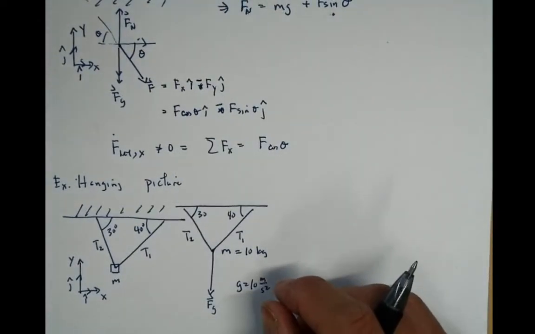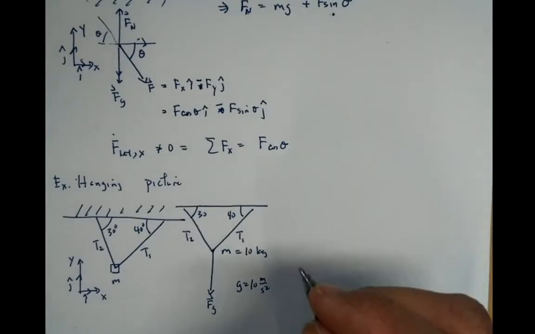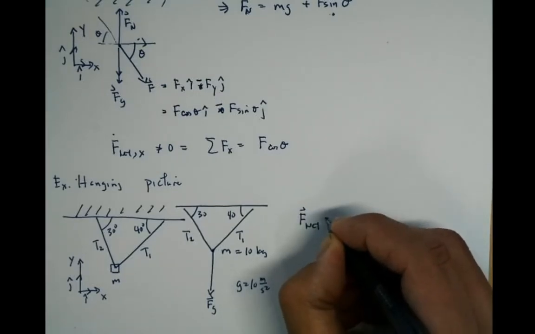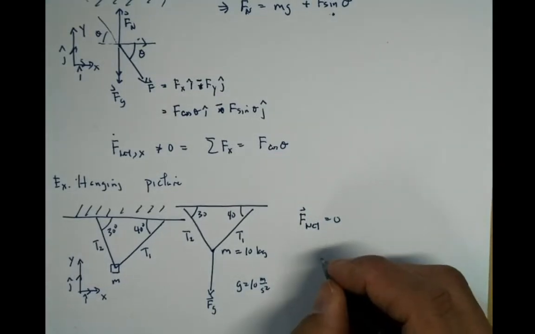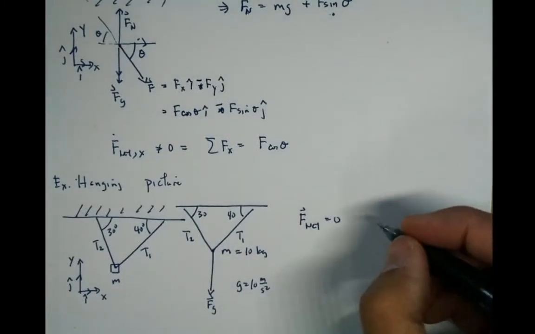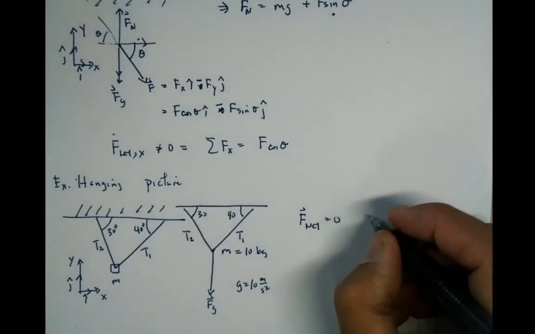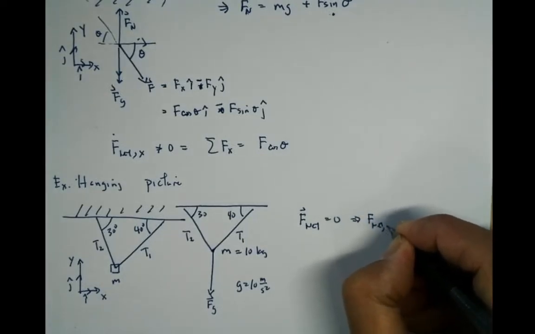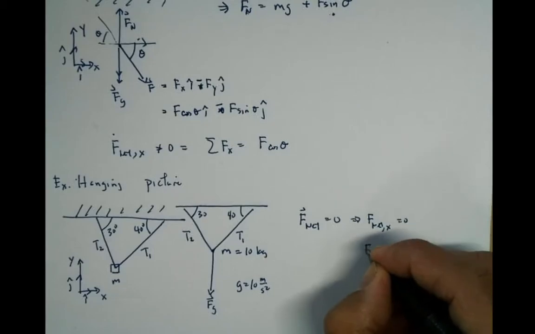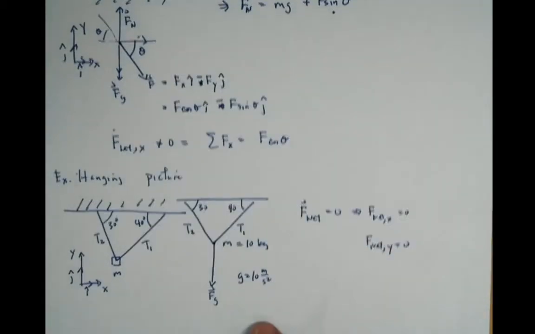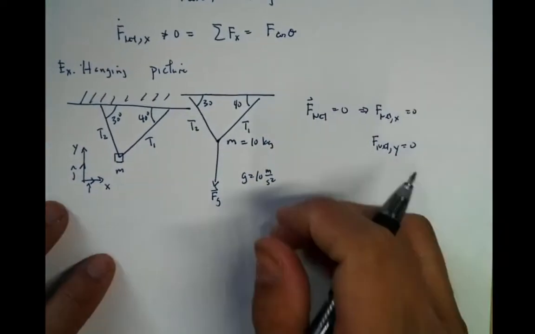Okay, so let's go ahead and take a look at this. I know the net force is zero because this picture isn't going anywhere. So I basically have to do each component individually. In that principle, F net x equals zero and F net y equals zero. So let's do each of these forces individually.